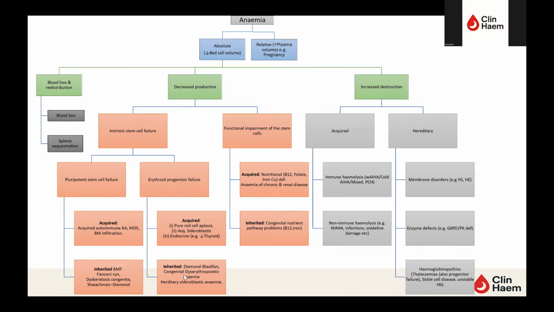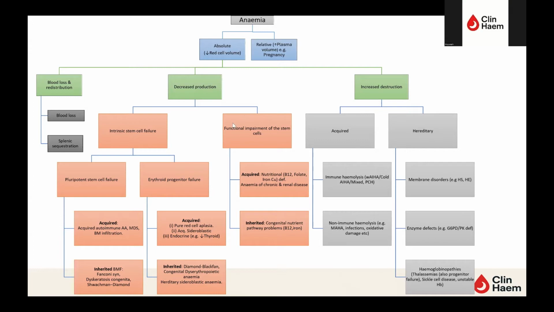And again, they can be acquired or inherited. Acquired, of course, as you know, pure red cell aplasia. And in here, of course, you will expect mainly just anemia, a single lineage problem, because it's just the erythroid precursors that are selectively being affected. The acquired, for example, acquired pure red cell aplasia, and inherited causes like Diamond-Blackfan anemia, congenital dyserythropoietic anemia, and hereditary sideroblastic anemia.